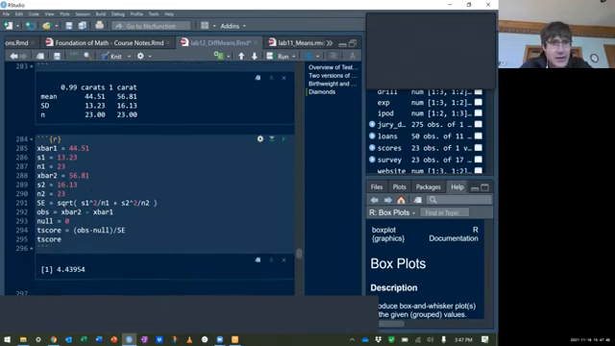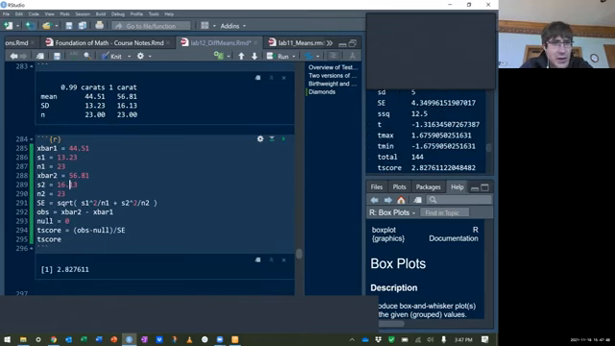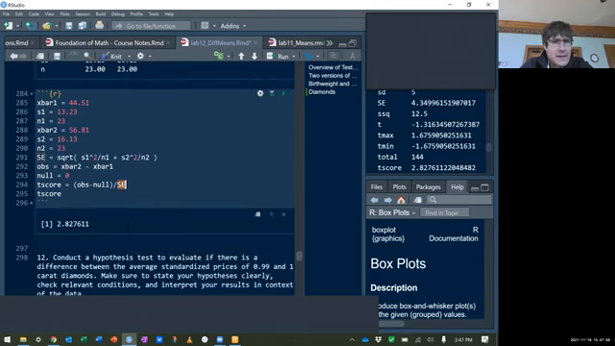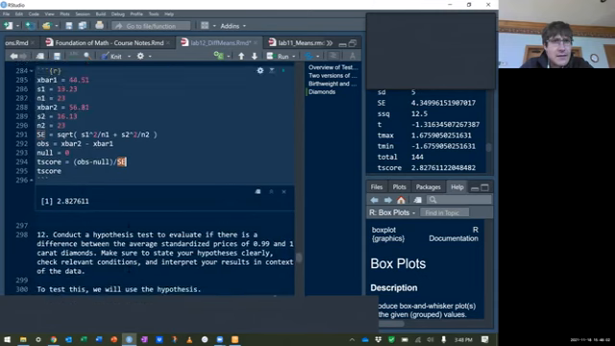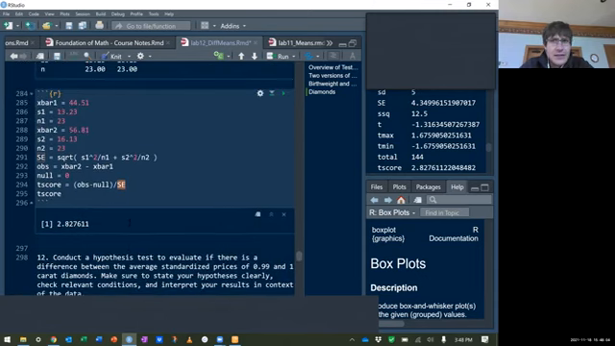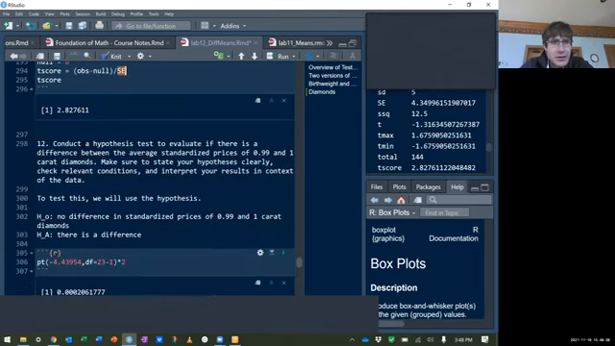Okay, so I did all this to find my observed value, which is the difference of the averages. The t-score is the observed minus the null divided by the standard error. That's my t-score. That's just some information I thought would save some time. So now let's look at the question.